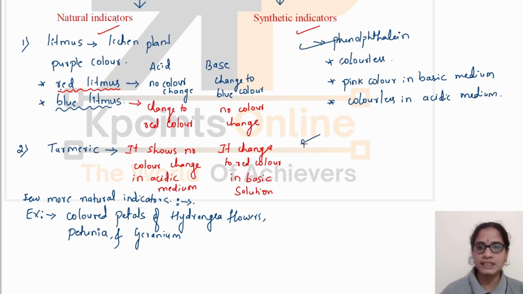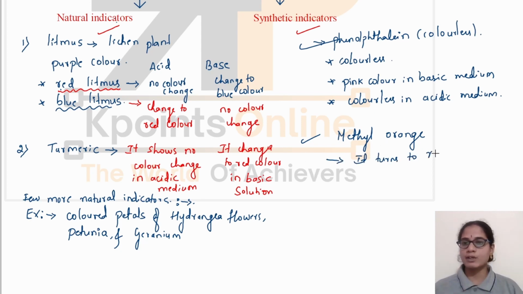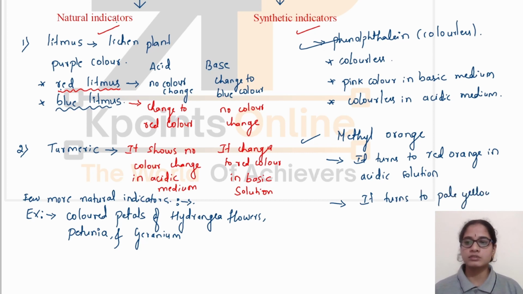Then there is one more synthetic indicator which is often used, that is methyl orange. As the name itself suggests, it is orange in color. Phenolphthalein is colorless. Methyl orange, which is basically orange in color, turns to red orange in acidic solution, whereas when it is added to basic solution, it turns to pale yellow. So this is how the indicators indicate the presence of acids and bases by change in their color.